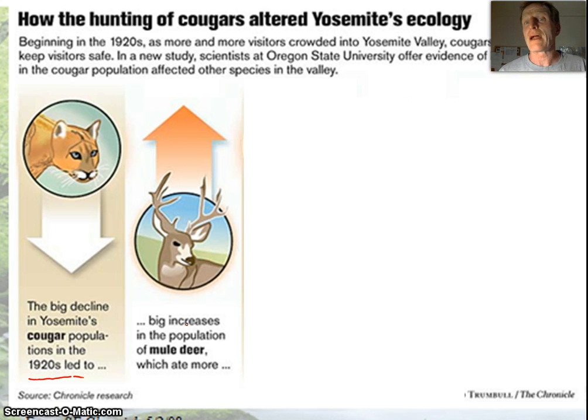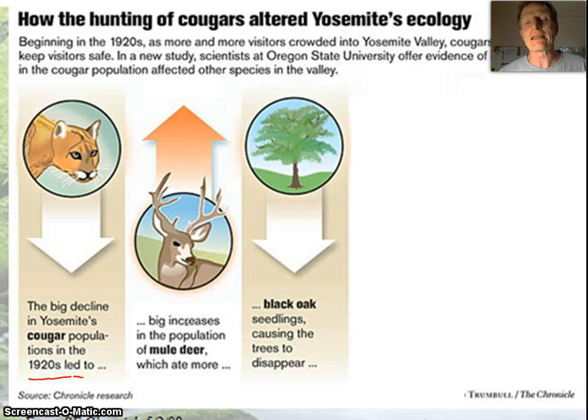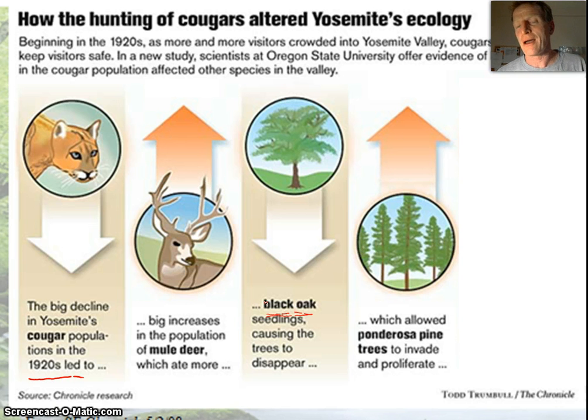Well, mule deer are browsers. They like to eat young trees and acorns. So the increasing mule deer population then caused a decrease in the black oaks. The black oaks were a dominant deciduous tree. Deciduous means their leaves fall off in the fall and they bloom in the late spring. Okay, so now the black oaks decline because these mule deer overpopulating are browsing all the new seedlings and eating all the acorns. Well, that then allowed the ponderosa pine, which is a conifer, an evergreen, to move into areas where the black oak once existed.